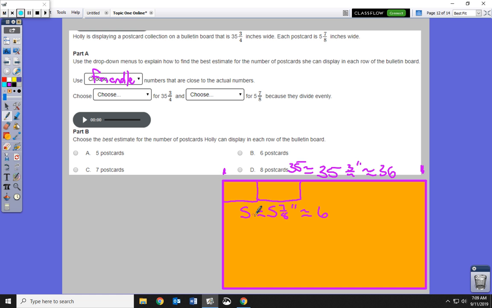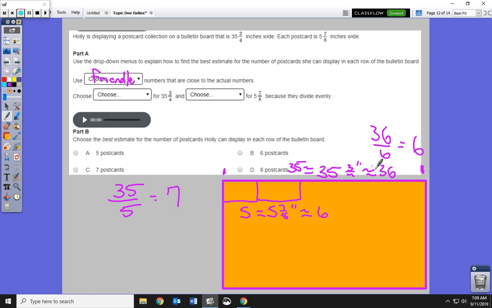Alright? Now, I'm going to skip part A and go to part B. It says, choose the best estimate for the number of postcards Holly can display in each row. Well, if this board is 36 inches wide and I divide that by 6, 36 divided by 6 gives me, I believe, 6 cards. If I do the opposite and go, hey, let's go 35 divided by 5, I get how many cards? 35 divided by 5 gives me 7 cards. Is my math right here?